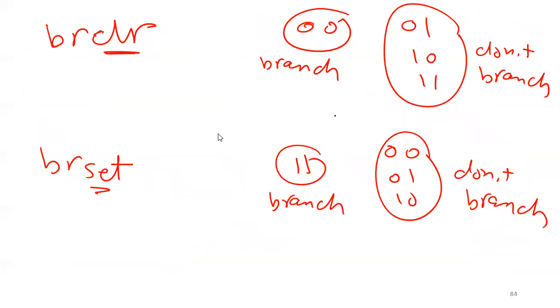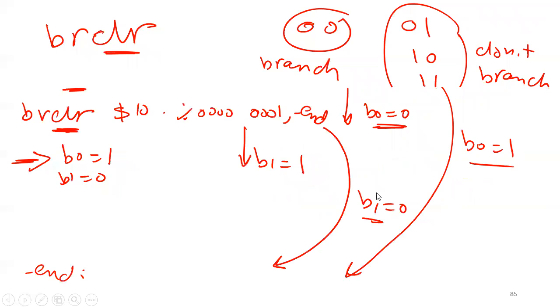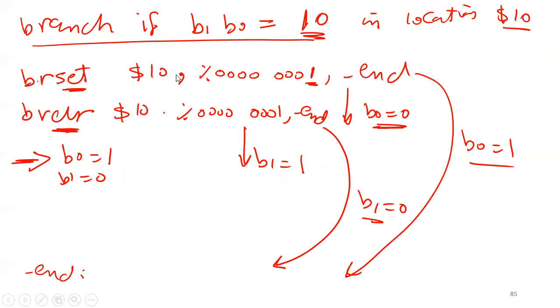So just what I'm saying, if you say branch if clear, this one is going to branch if the two bits are zeros. Otherwise, it's not going to branch. Branch if set is going to branch if the two bits are set. Otherwise, it's not going to branch. Any other case, because in total we have 4 cases. Okay, any questions? Okay, so let's have more examples.